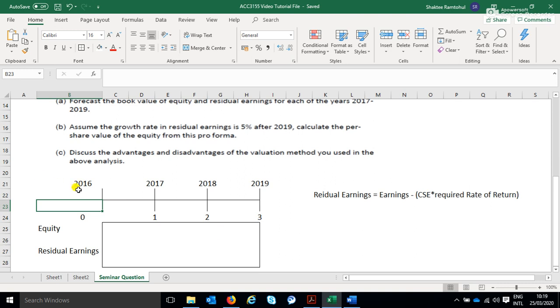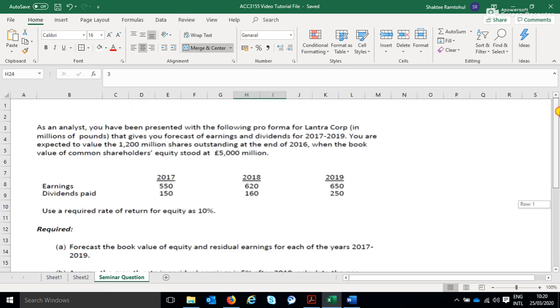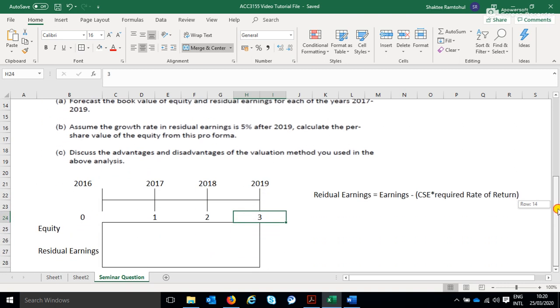Based on this question, we are standing at year 2016, so I'll call that my year 0. Then obviously 2017 becomes year 1, 2018 year 2, and 2019 year 3. Let's start off by looking at equity.